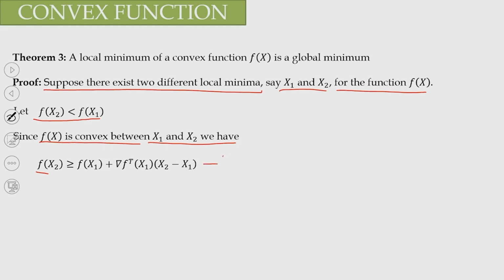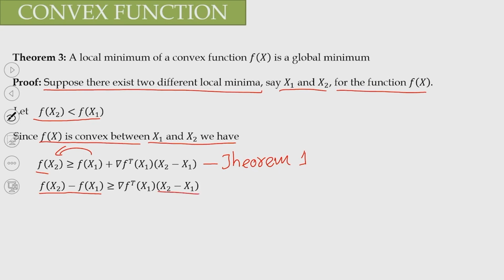As per theorem 1, we have already proved that f of x 2 is greater than or equal to f of x 1 plus del f transpose x 1 into x 2 minus x 1. Now, if I rearrange the terms, f of x 2 minus f of x 1, taking it to the other side, is greater than or equal to del f transpose x 1 into x 2 minus x 1.